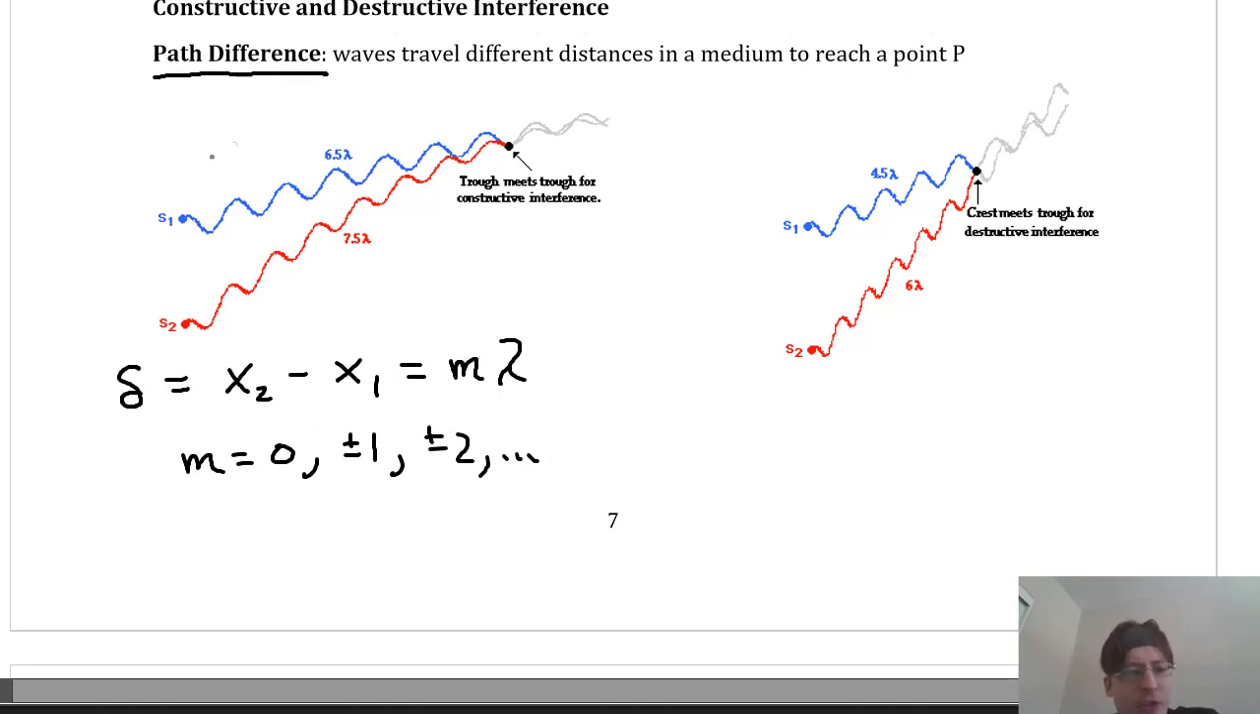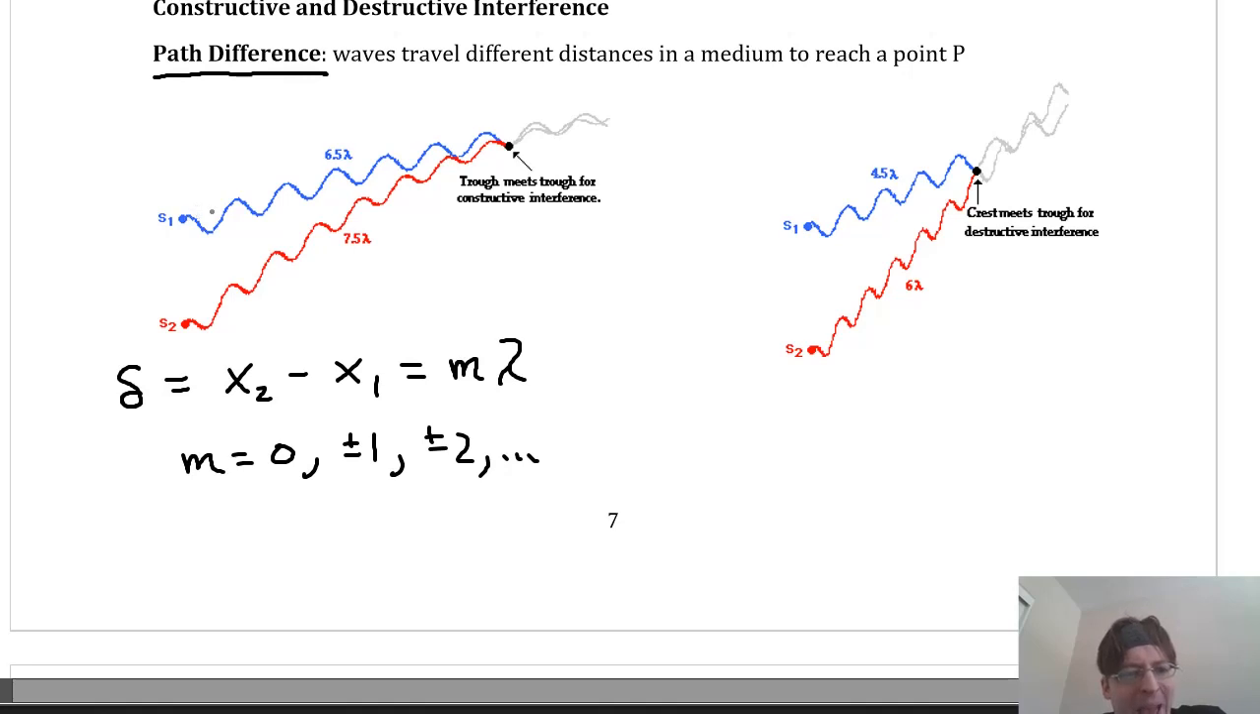If the path difference is a multiple of a full wavelength, then the waves arrive in step with each other at the measurement point. And therefore, this will be in one of the strong zones where large amplitude waves are measured.